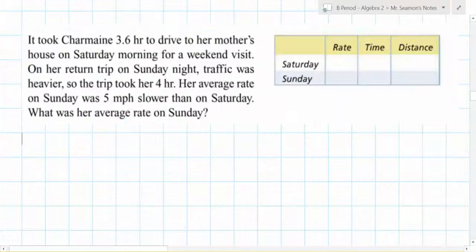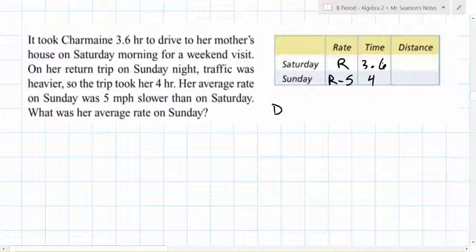She took 3 hours to drive to her mother's house on Saturday. So where do you plug that in? Saturday, time. Exactly, right? 3.6, sorry, 3.6. On her return trip on Sunday night, traffic was heavier, so the trip took how long? 4 hours. Her average rate on Sunday was 5 miles slower than her rate on Saturday. So if the Saturday rate is R, what's her rate on Sunday? R minus 5.